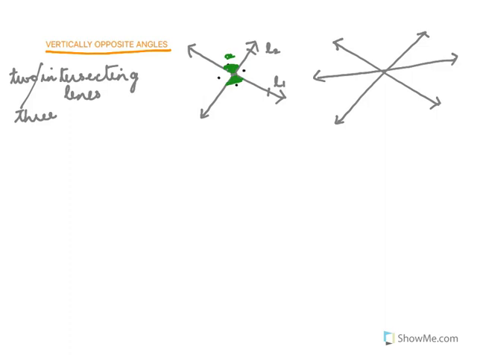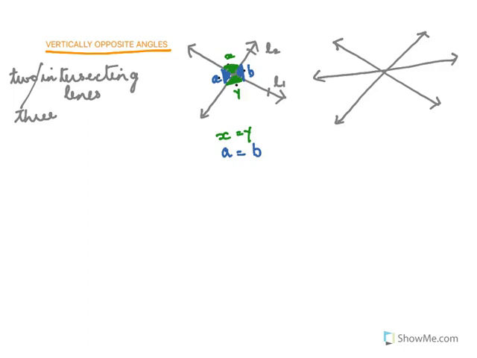So if I put this as X and this as Y, I can say X equal to Y because they are vertically opposite. And on this side I have another pair. I will put this as A and B. So here A equal to B because they are vertically opposite angles.